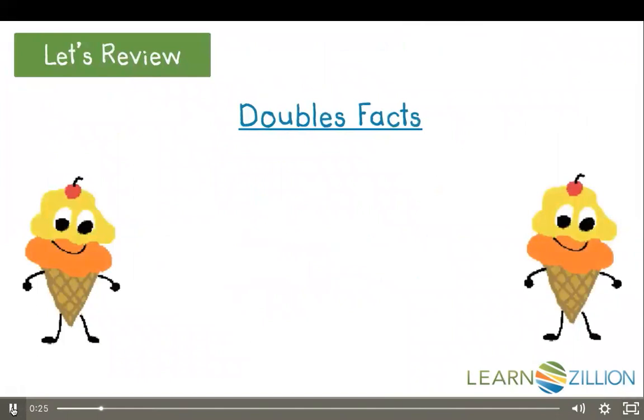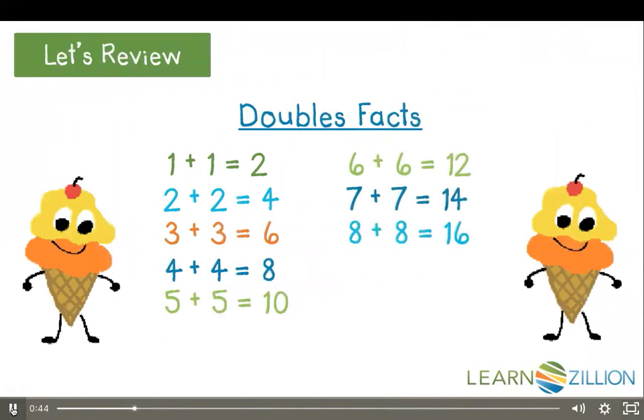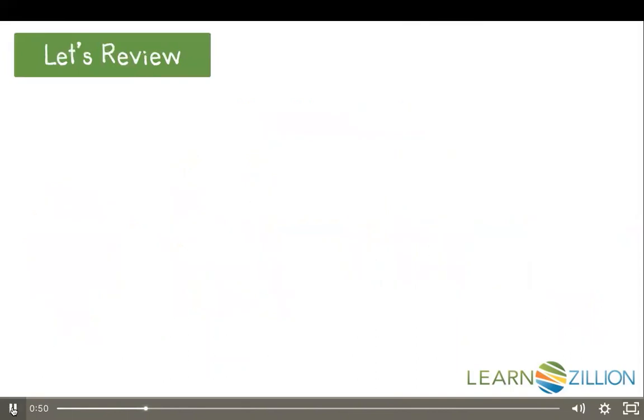These facts are often easier to memorize. 1 plus 1 equals 2, 2 plus 2 equals 4, 3 plus 3 equals 6, 4 plus 4 equals 8, 5 plus 5 equals 10, 6 plus 6 equals 12, 7 plus 7 equals 14, 8 plus 8 equals 16, 9 plus 9 equals 18, and 10 plus 10 equals 20.